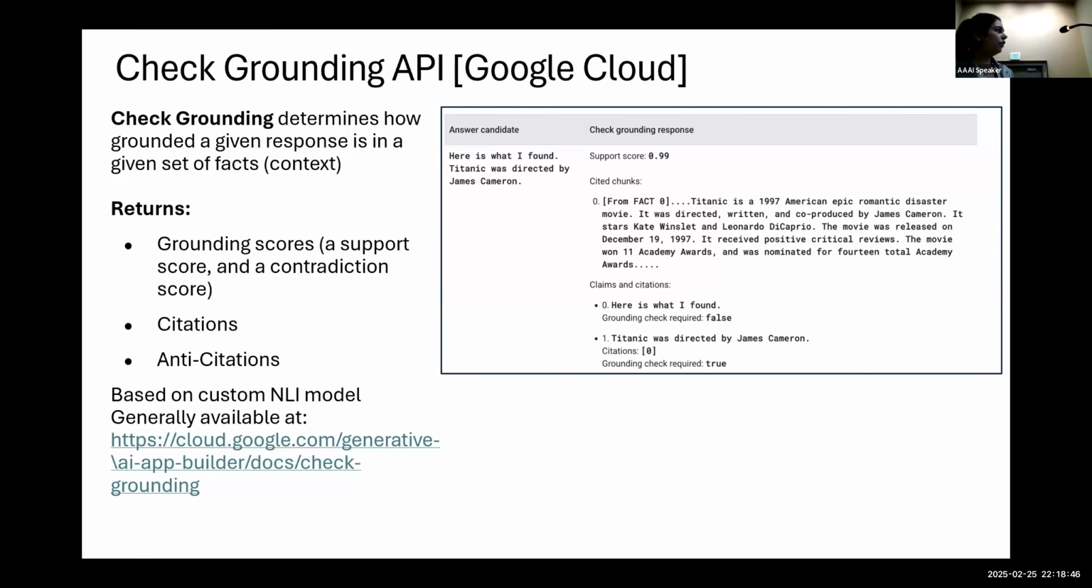This is the Google Cloud grounding API, where you can check grounding scores such as support score, contradiction score, citations, and anti-citations. You can go to this link to try out how to check your grounding in a given post. This is an example the Google API is currently running, and you can find a score between 0 and 1 for the grounding.